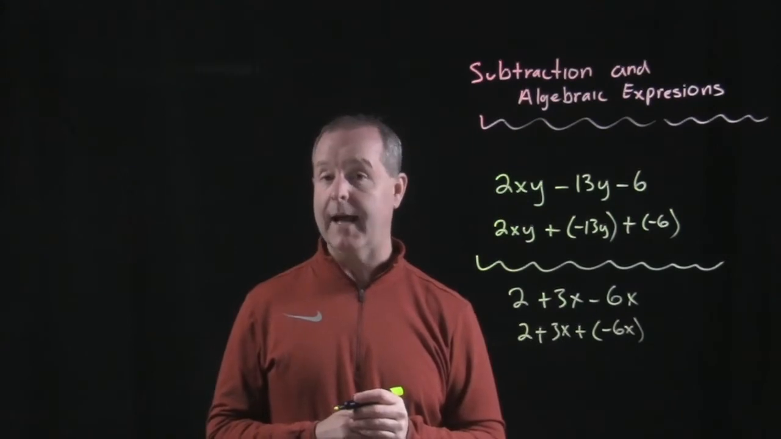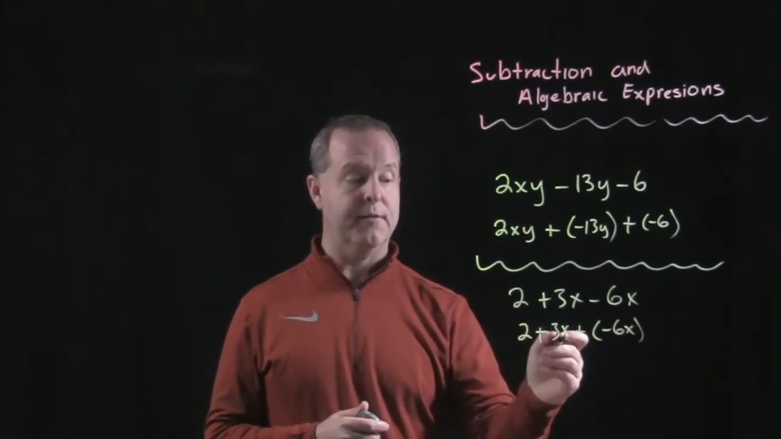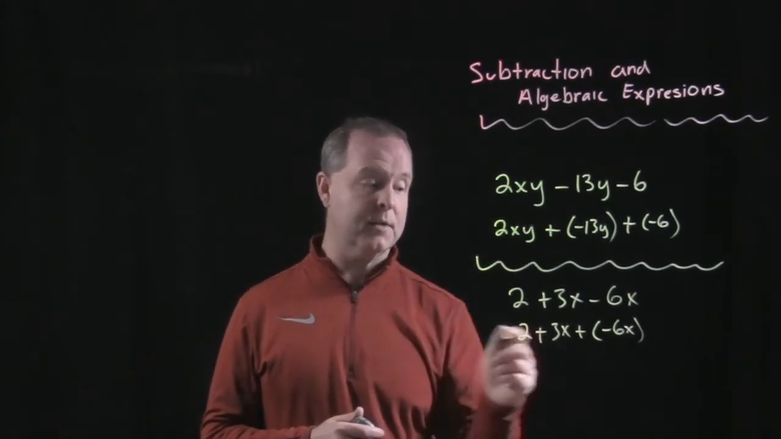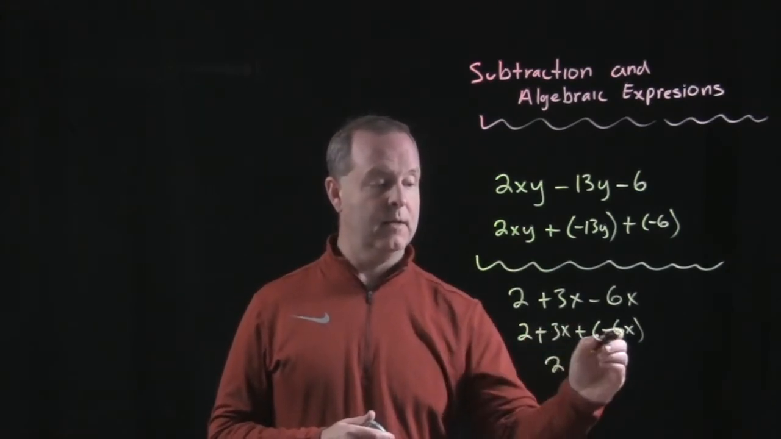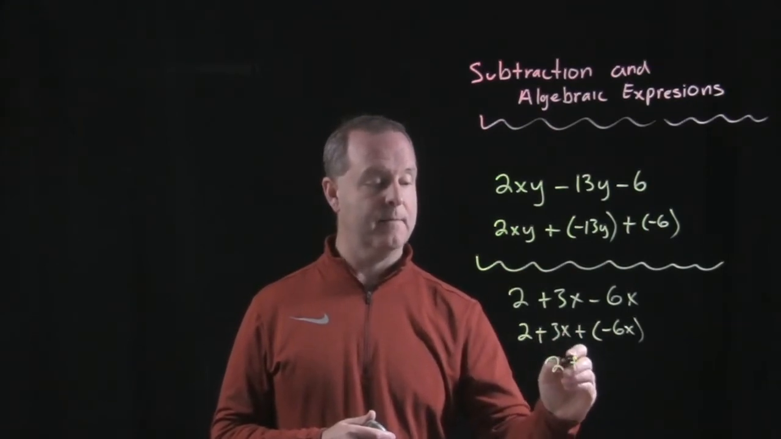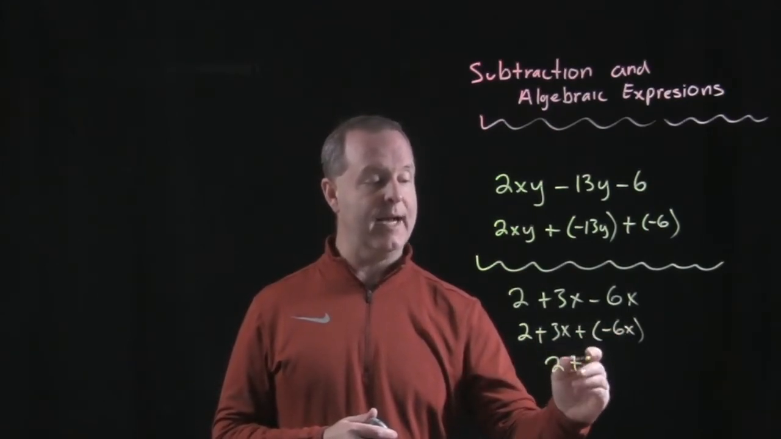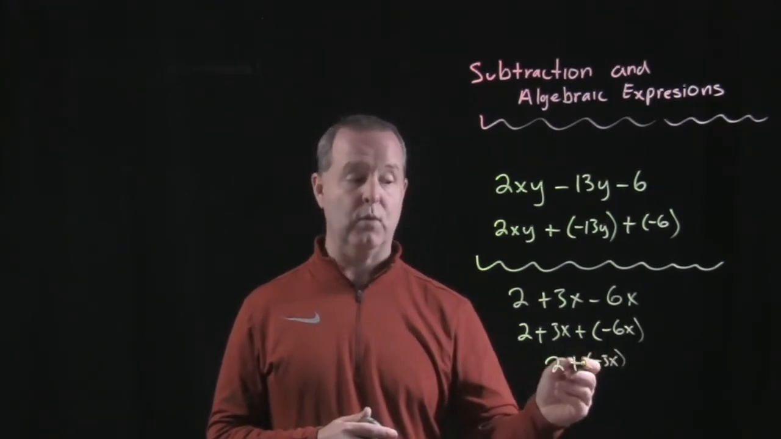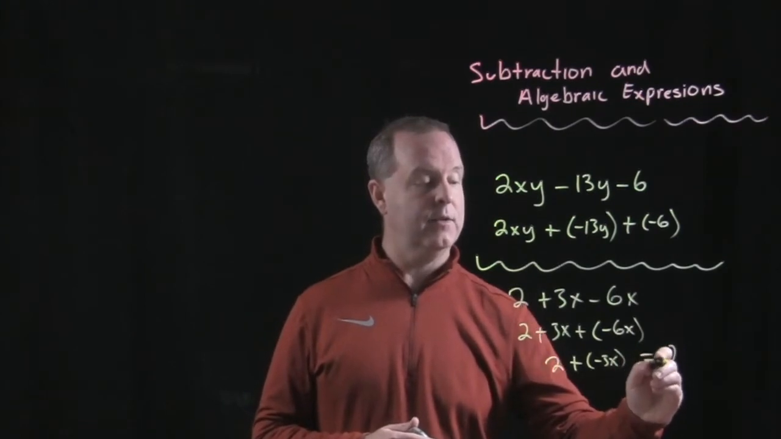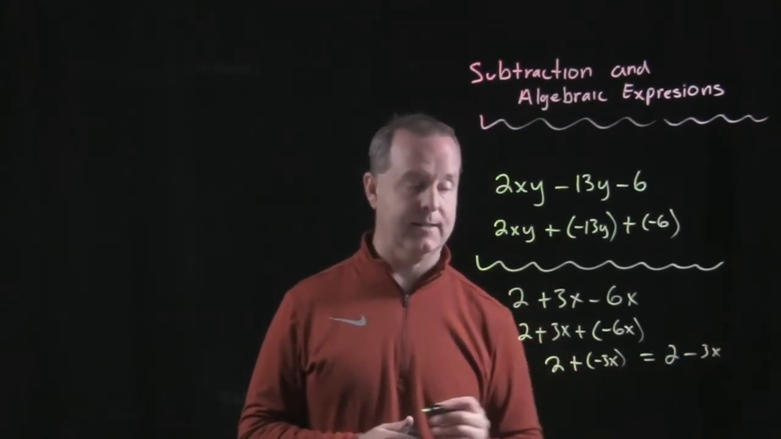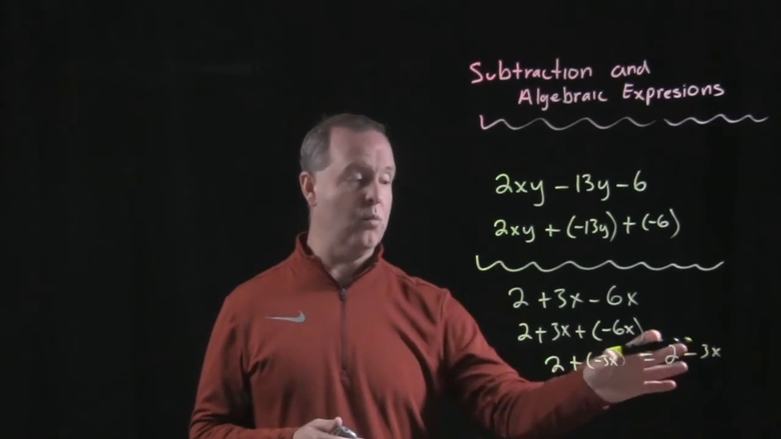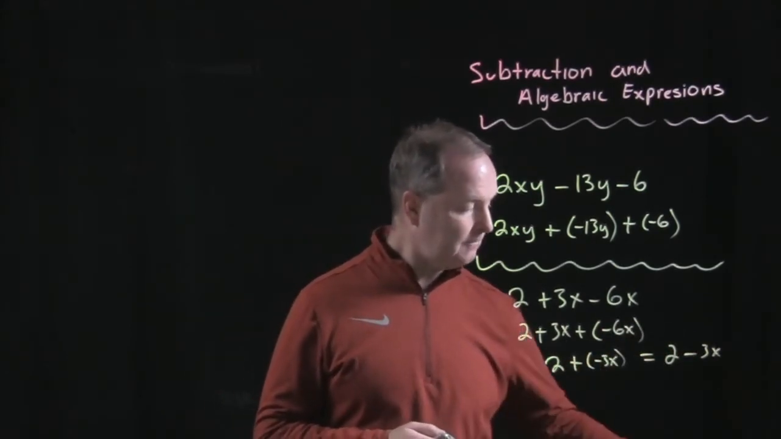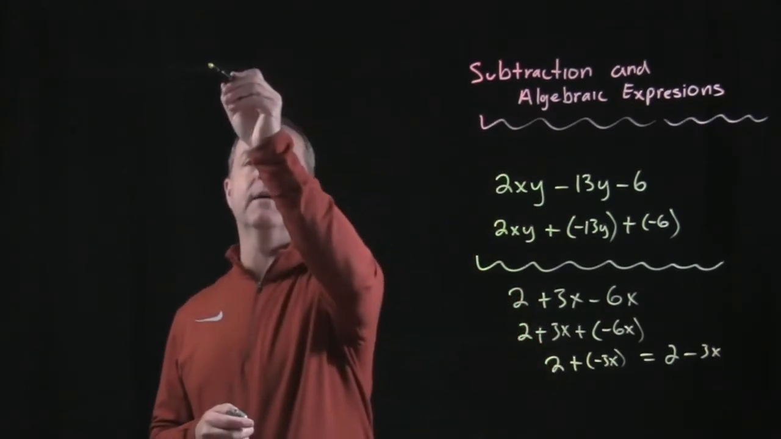I'm able to collect like terms now. The 3x and the 6x's, those are like terms. I can combine those. So this becomes 2 plus, looks like I'm going to have a negative 3x when I add those together, or it can be written as 2 minus a 3x. Either one of those is a fine way to write that solution. All right, one more example we'll write up here.